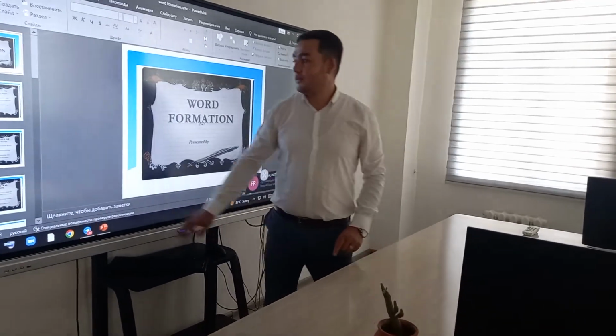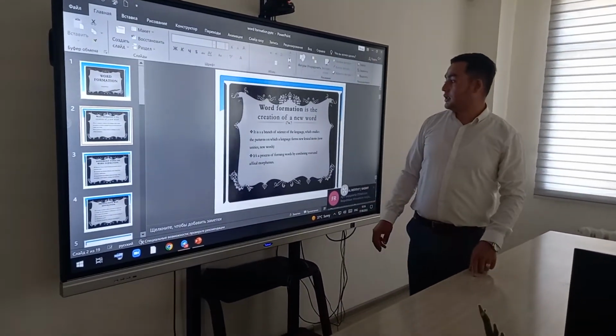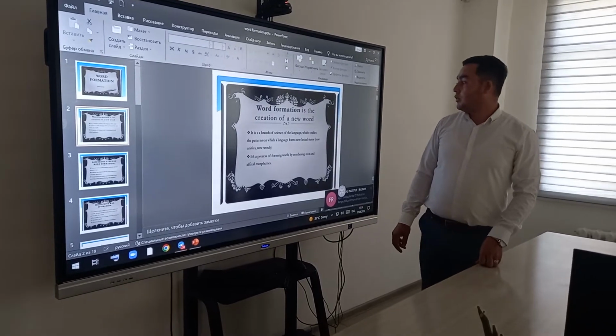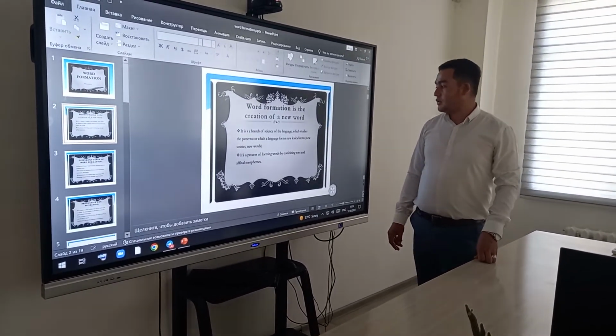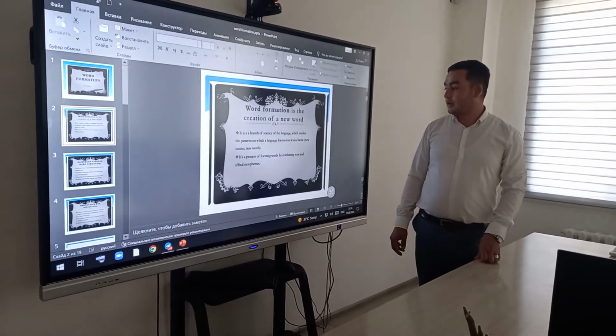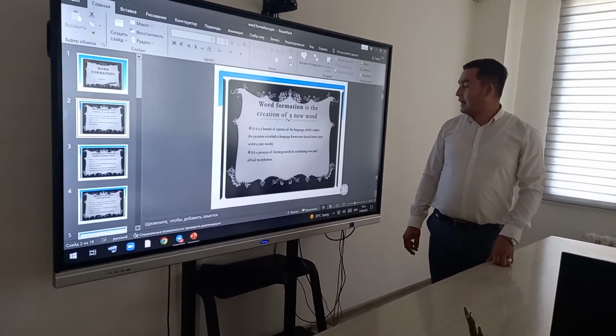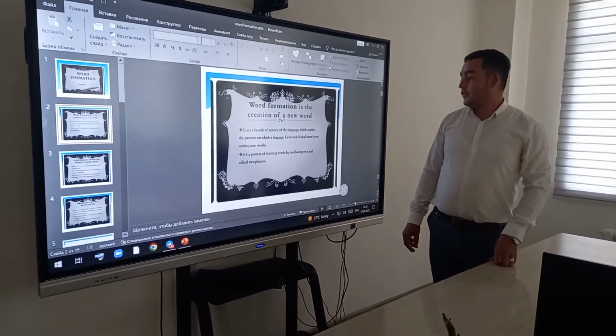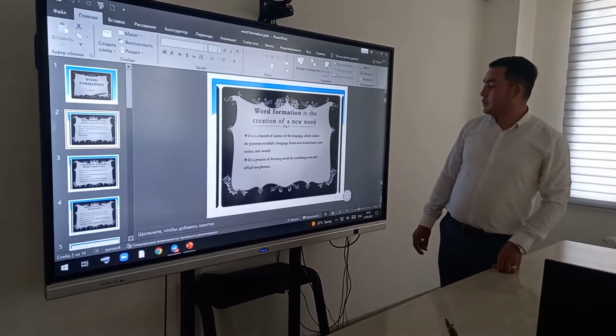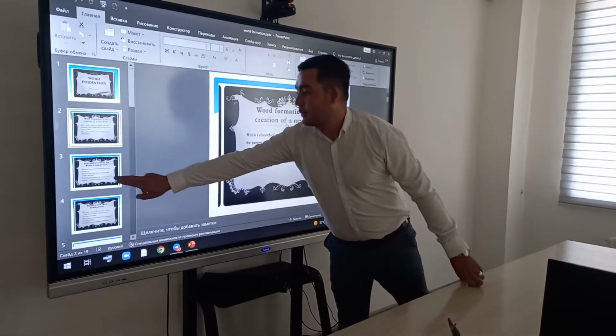Word formation. First of all, we must know what word formation is. Word formation is the creation of new words. It's a branch of the science of language which studies the patterns on which a language forms new lexical items, new units, new words. It's a process of forming words by combining root and affixal morphemes.